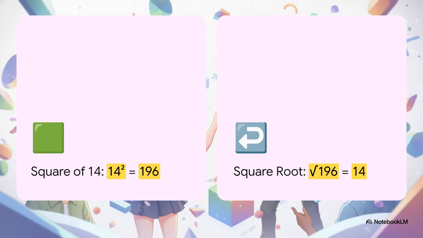And it's the exact same concept when we scale up to larger numbers. 14 squared gets us 196. Taking the square root of 196 reverses the operation entirely, landing us perfectly back at 14. They are literally two sides of the exact same mathematical coin.